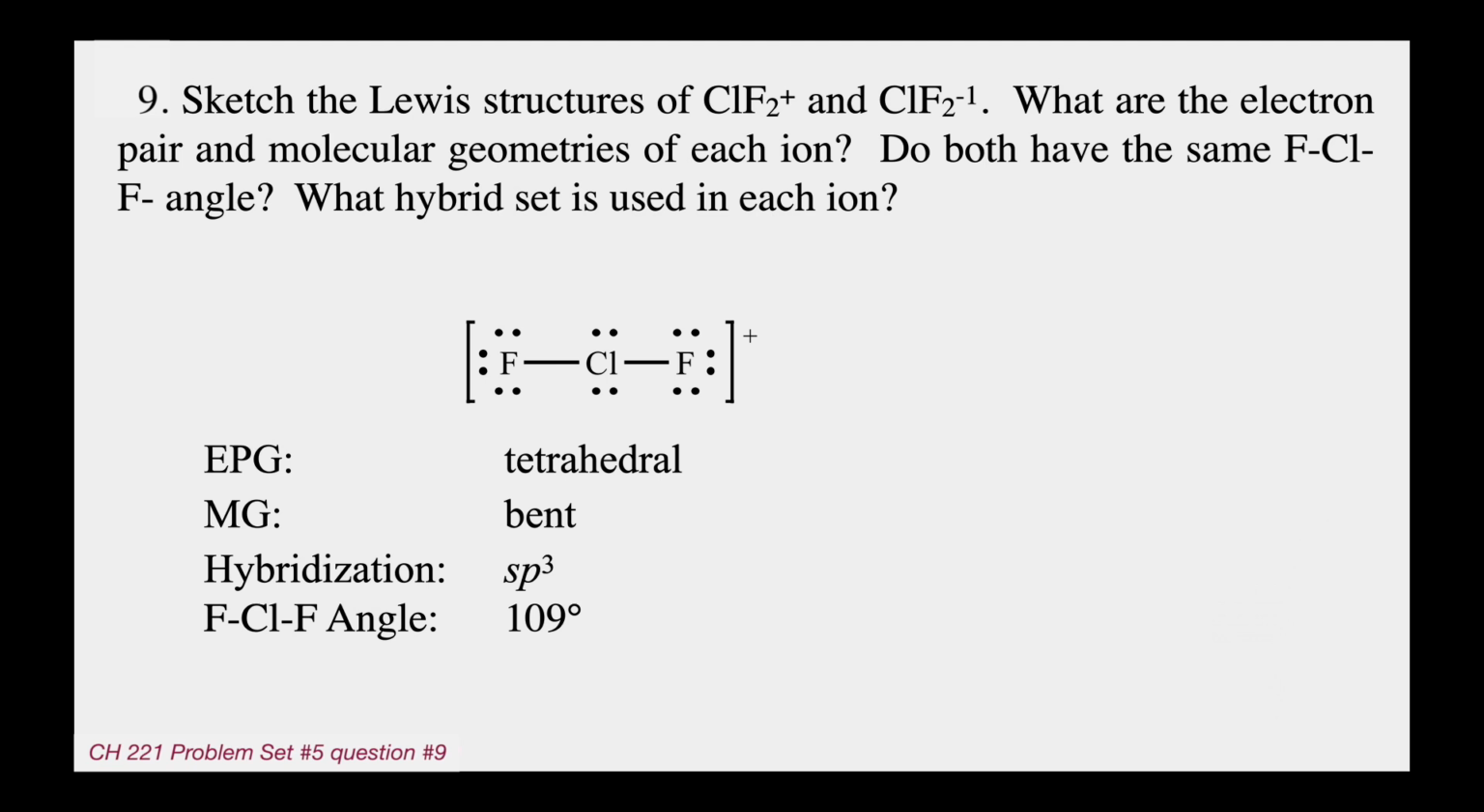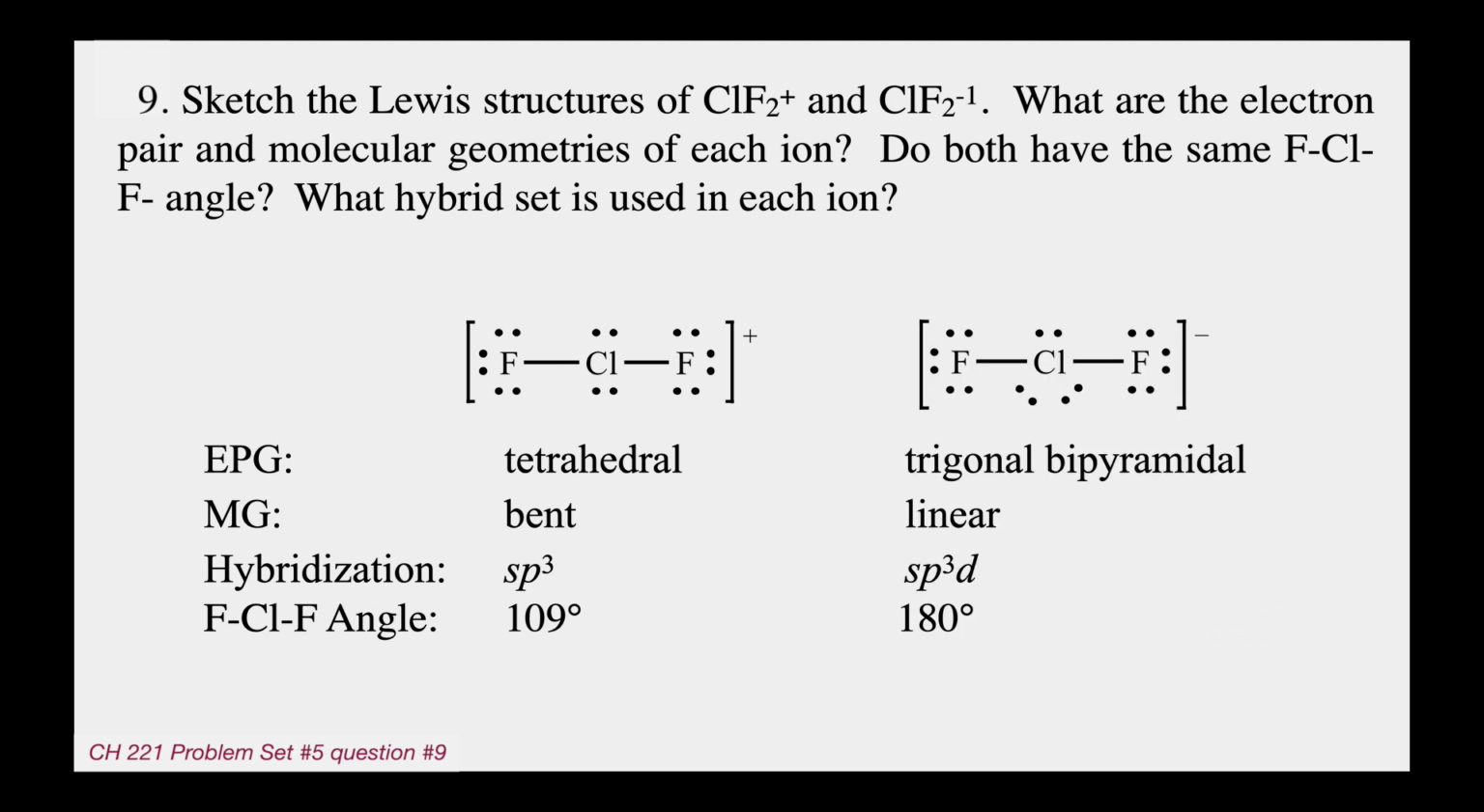Here's ClF2+. Now, from this molecule, you can see the central chlorine is in a tetrahedral electron pair geometry, 2 lone pairs and 2 bonds, tetrahedral. We would refer to this as a bent molecular geometry. Anytime you have tetrahedral, that means sp3 hybridized, and the angle will be about 109 degrees.